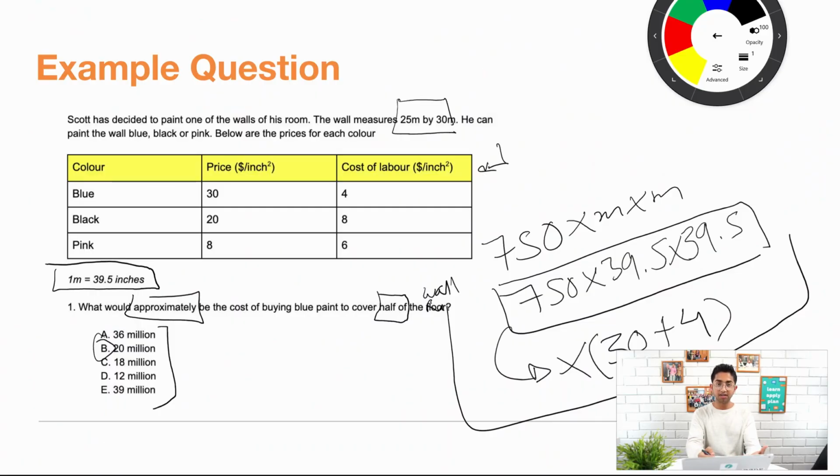So use the calculator. You could see what I did here in the question. I highlighted important things: approximately, half, the unit conversion and the dimensions. That's effectively what you needed. So the answer here is B.